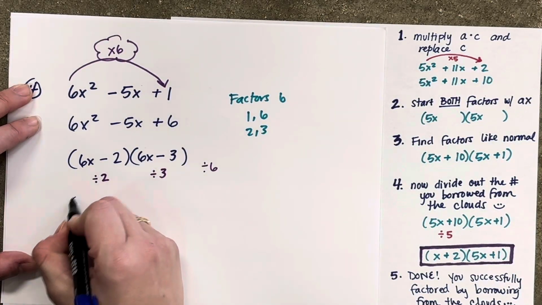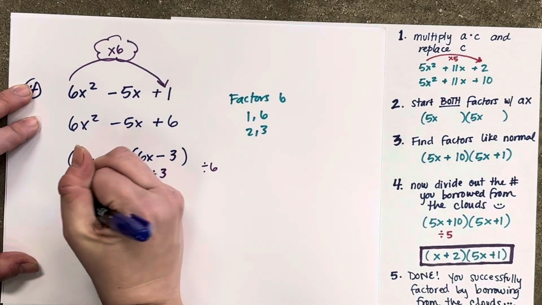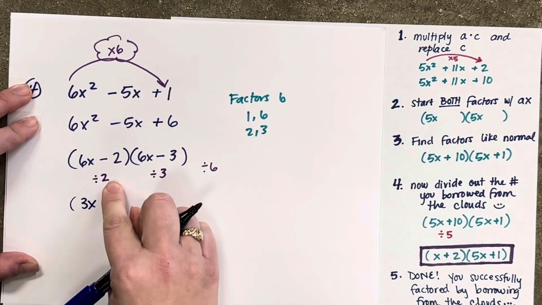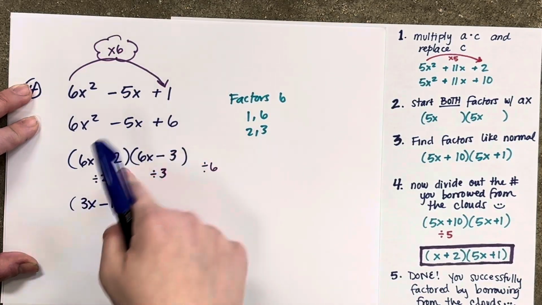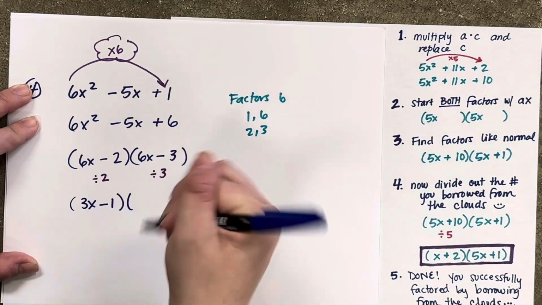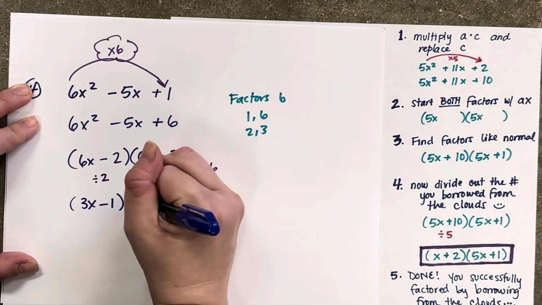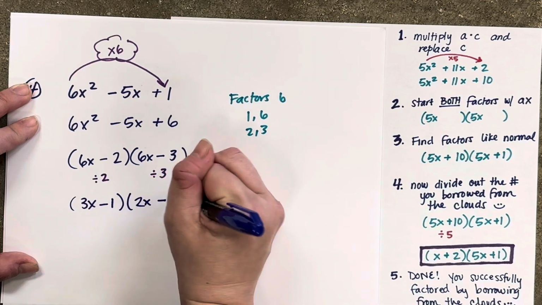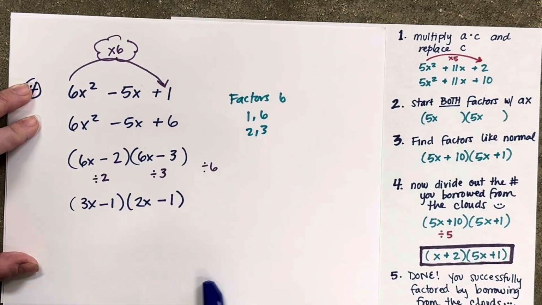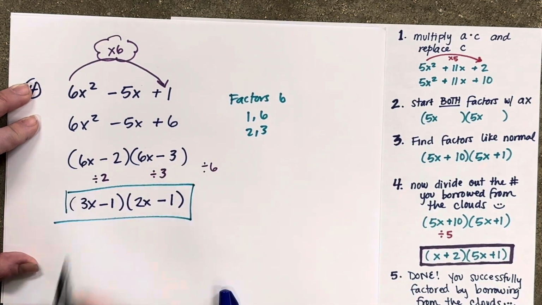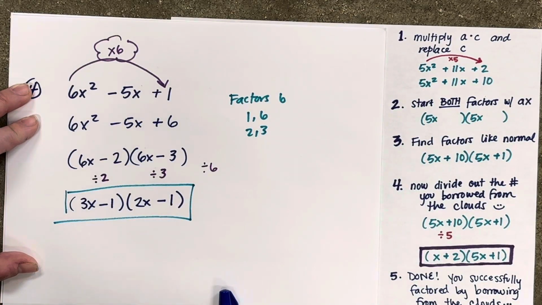Hopefully not too confusing. So 6x divided by 2 would be 3x minus 1, because 2 divided by 2 is 1. And 6x divided by 3 is 2x minus 1. So this should be our answer.